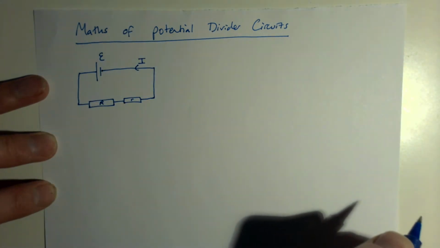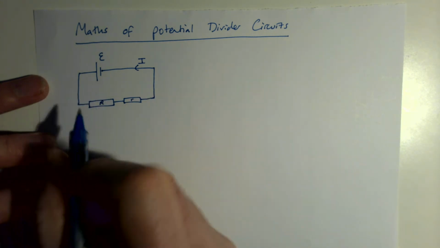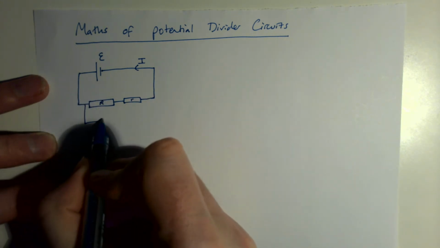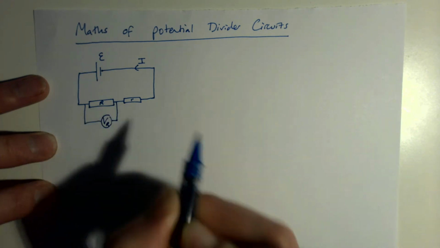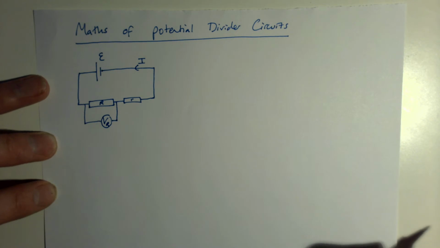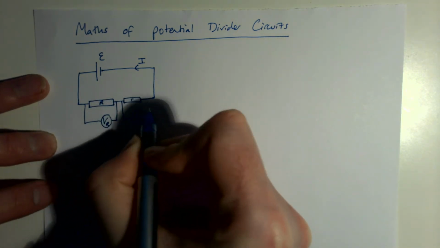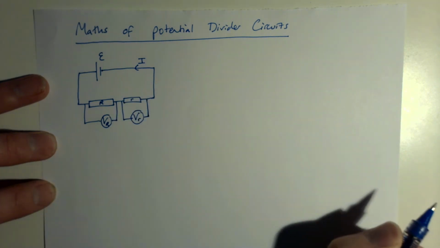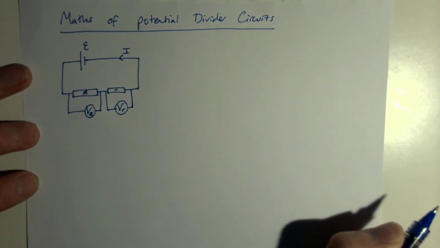And also the potential difference across each resistor. So the potential difference across this resistor, if we put a voltmeter there, that would measure the potential difference across capital R. And if we put a voltmeter here, that measures the potential difference across little r, the smaller resistor. Okay, so they're the symbols we're using for this potential divider circuit.